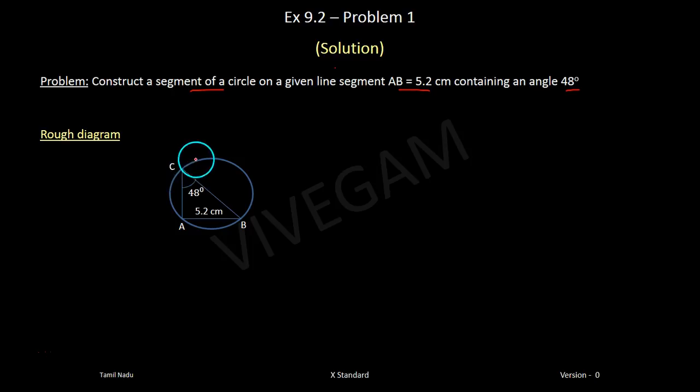So you'll have to take any point on the circle and join that point. In this case C, so join AC and BC, and that angle must be 48 degrees. So this is the line segment, and this is the segment of the circle, and it contains 48 degrees. When they say contains 48 degrees, you take any point on that segment of the circle and connect it to A and B, in which case angle ACB will be 48 degrees. Even if you connect it here, or here, it will be the same 48 degrees.